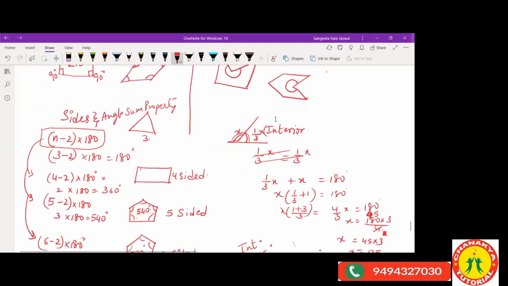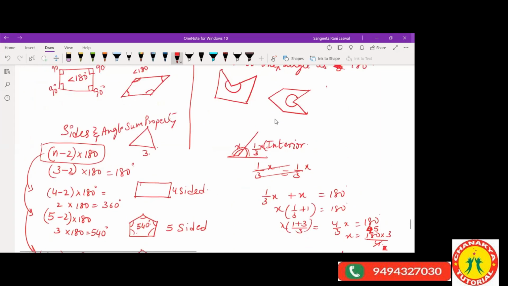If you see the figure here, Gagana told me that the exterior angle is 1/3 of the interior angle. So I have taken my interior angle as x. Now it's saying that the exterior angle is 1/3 of the interior angle, so that means this angle is 1/3 of x.